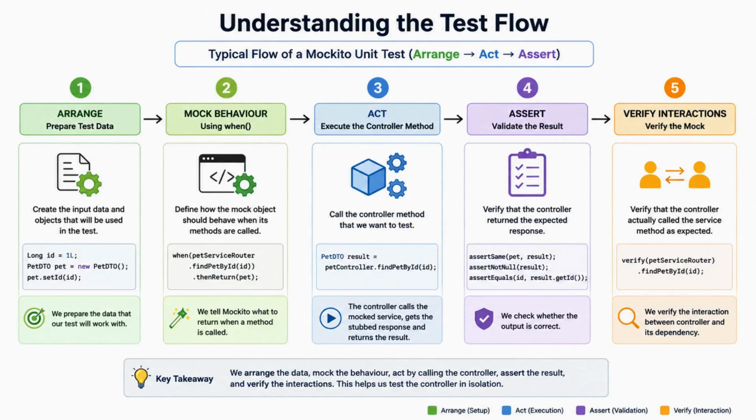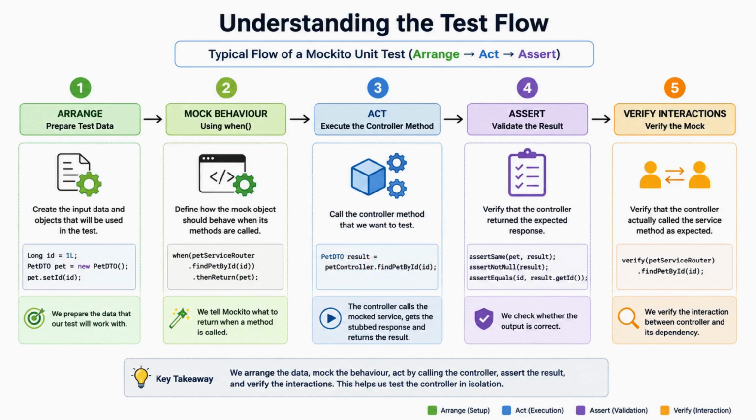Second one, mock behavior using when. This is one of the most important Mockito concepts. Here we are telling Mockito, when somebody calls the find pet by ID method with this ID, return this fake object. So no real service logic is executed. The mock simply returns whatever we configured here. Third one, execute the controller method. Now we execute the actual controller method in this section. So at this point, the controller calls the mock service and returns the response back to the test.